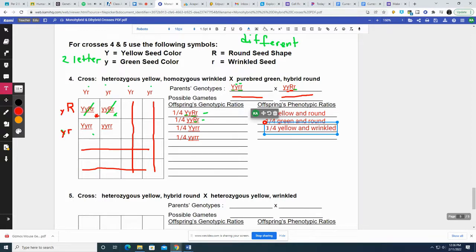And the last guy, little y, little R, little R. Obviously, 2 little Y's means you're green. 2 little R's means you're wrinkled. And there's only 1 of them with that genotype. So only 1 out of 4 on average. 1 out of 4 will be green and wrinkled.